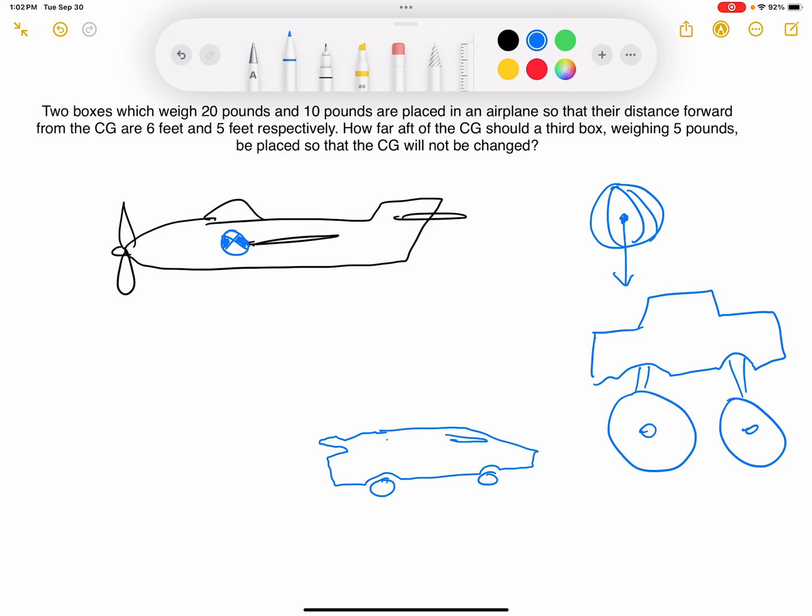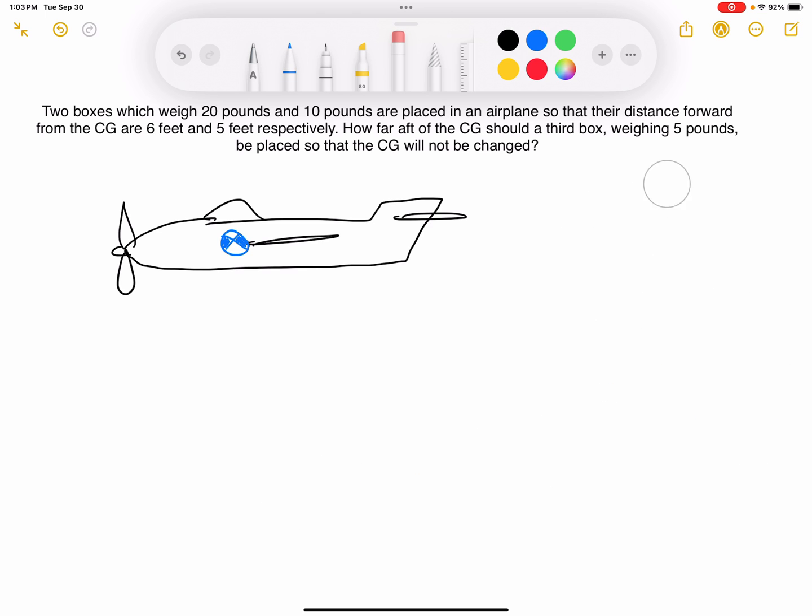With a jacked up truck, it'll have a higher center of gravity from the ground up than, per se, a sports car like this, which would have a lower center of gravity, meaning it's closer to the ground. But the point is, every object will have a center where gravity can be mathematically represented to act through that point. With our aircraft, our center of gravity depends on how the aircraft is loaded and the design of the aircraft. So in this case, the center of gravity on this aircraft is just located right there.